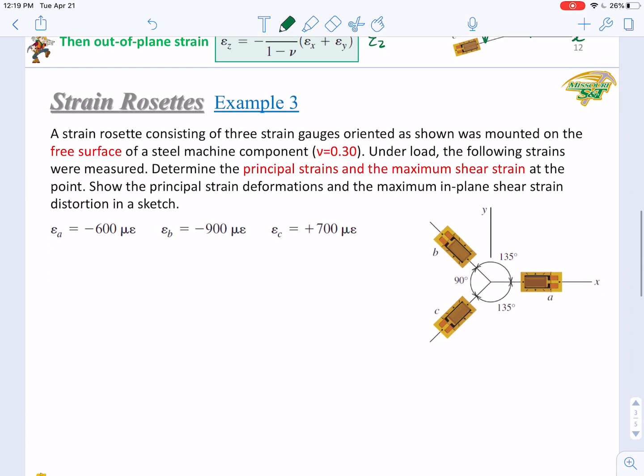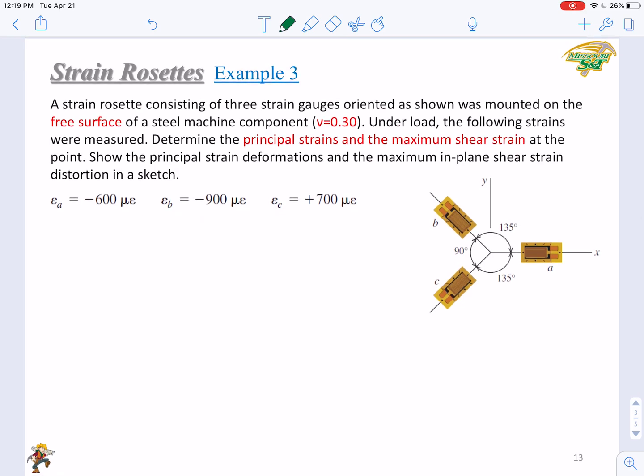Let's see an example directly. Here is a strain rosette consisting of three strain gauges, oriented as shown here, mounted on a free surface of a steel machine component. The steel has a Poisson ratio of 0.3. Under loads, the following strains were measured. Determine the principal strains and maximum shear strain at the point. Show the principal strain deformations and the maximum in-plane shear strain distortions in the sketch.